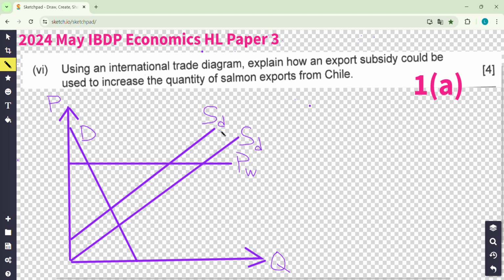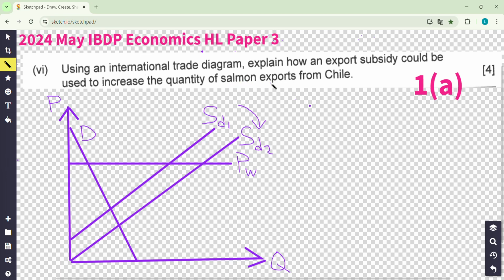Two supply curves, okay? You need to label them 1 and 2 to make it easier. 1 is the original and 2 is the later one. You can even add some arrows here to show the change. And then the marker can clearly know the thing. And next, you have the time to answer the question: increase the quantity of salmon export.